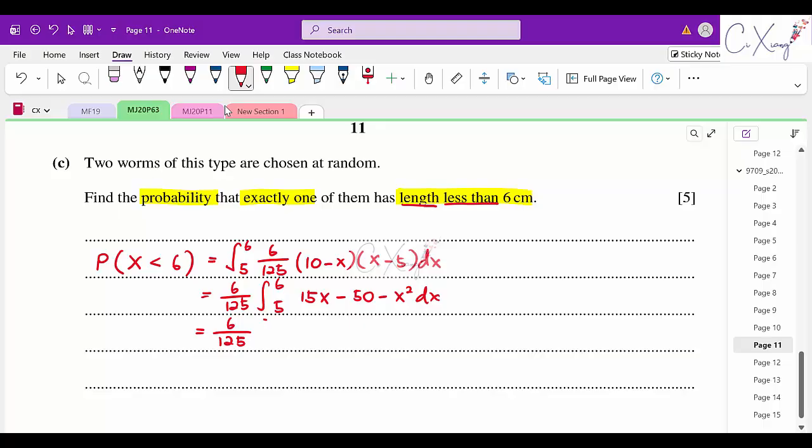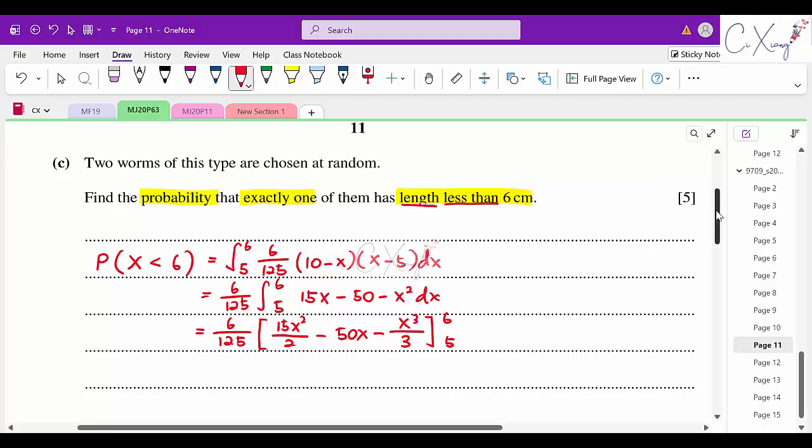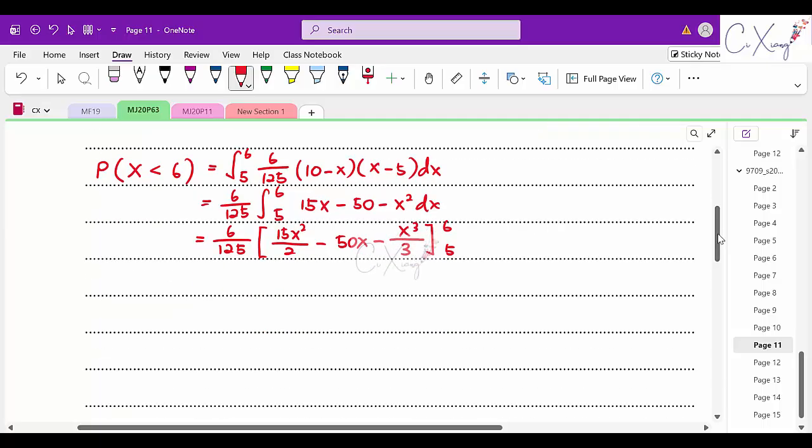Okay, so what is the integration here? 15x squared over 2 minus 50x minus x power 3 over 3. I think all this integration you should be familiar with. It is a simple integration only. Right. Okay, then let's continue further. Substituting the value of 6.